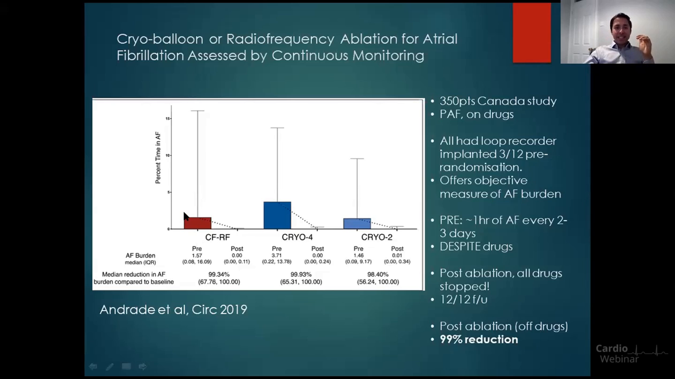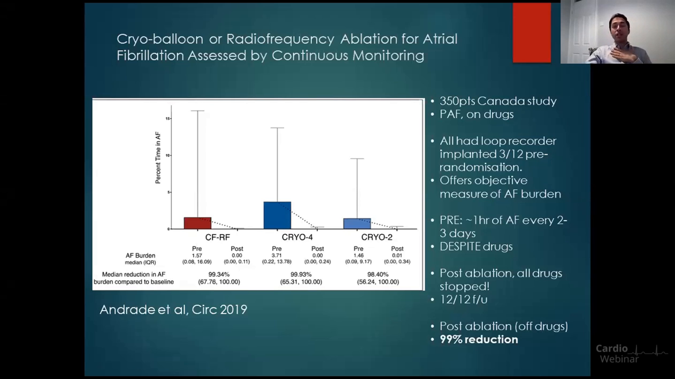And in this, you can see these colored bars represent the burden of atrial fibrillation before ablation. And it's so small, you can barely see the line that after ablation, the burden of atrial fibrillation was minimal. So if you actually give it some numbers, before ablation, these patients on average had about an hour of AF every 2 to 3 days. After ablation, off drugs, that's massive, off drugs, there was a 99% reduction in the AF burden.